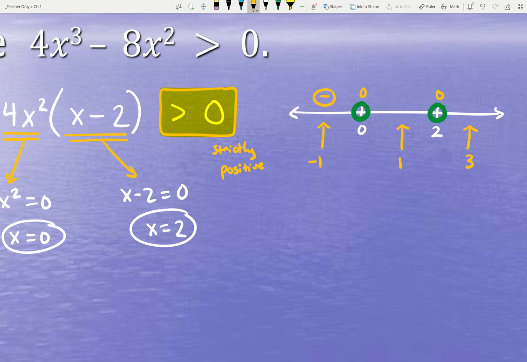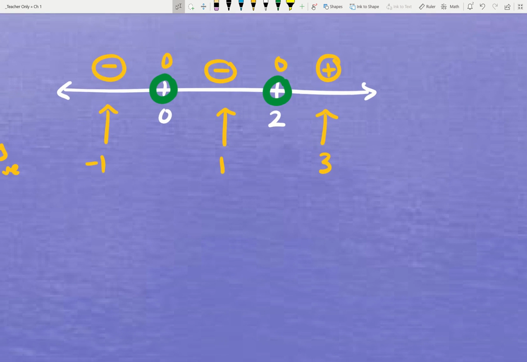If you were to plug in +1, then that would give you a -4, actually. So that means that this is going to be a region that is also negative. And then if you were to plug in a 3, then you would get something that's positive there. So that is going to be a positive region there. So it's always important that you go through and pick a test candidate.